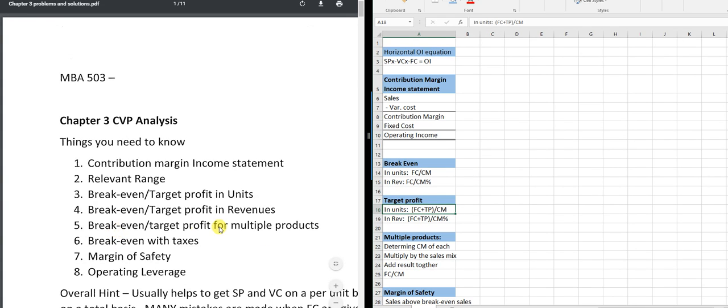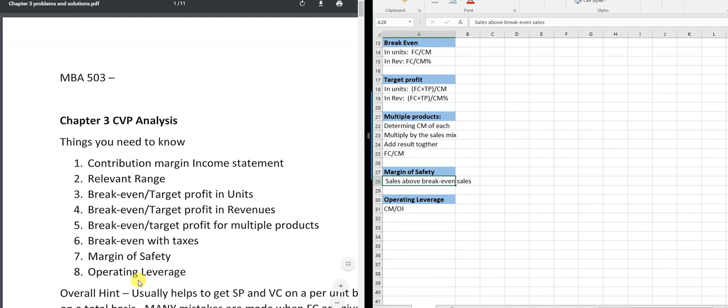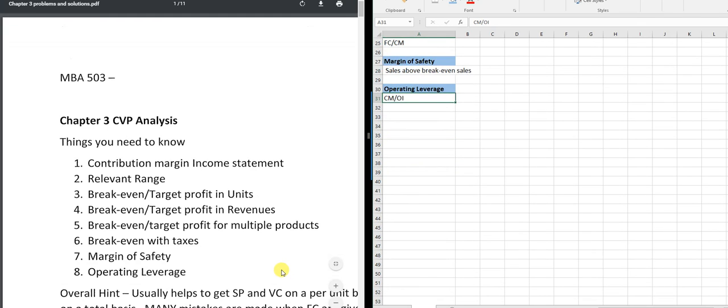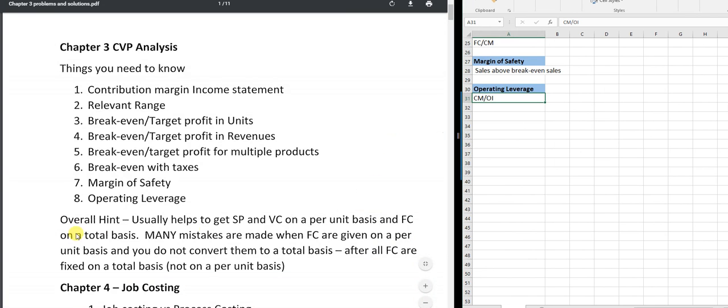When I have multiple products, basically I determine the contribution margin of each product, multiply by the sales mix, add the results together, and then take the break-even amount, which we'll do some problems on. Margin of safety is just how far above break-even I am, so you can do it in revenues or units. And operating leverage we'll talk about a little bit later, but operating leverage is contribution margin divided by operating income.